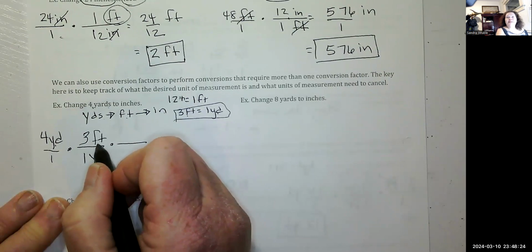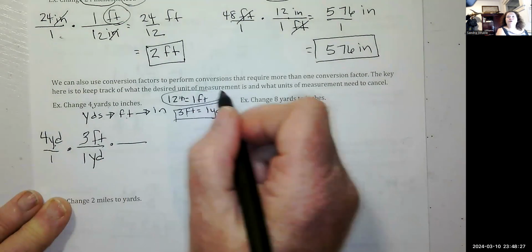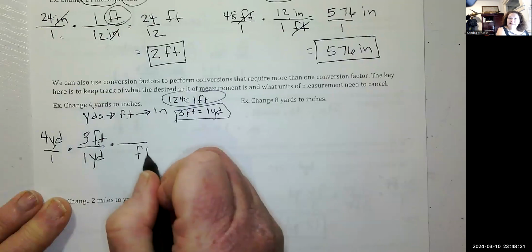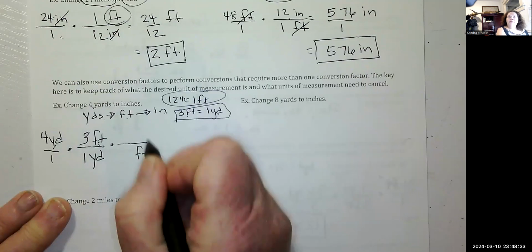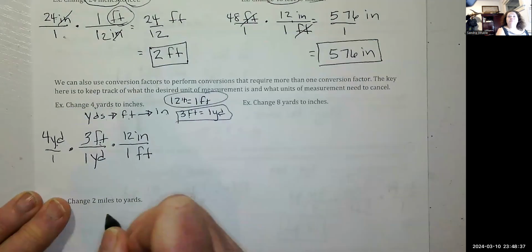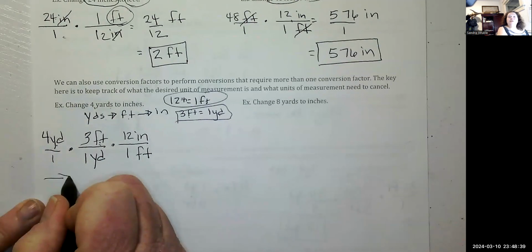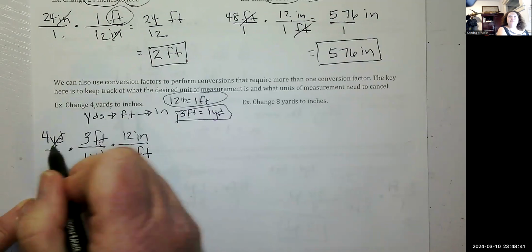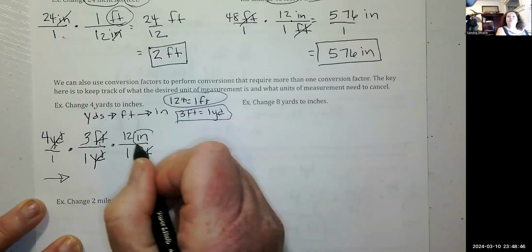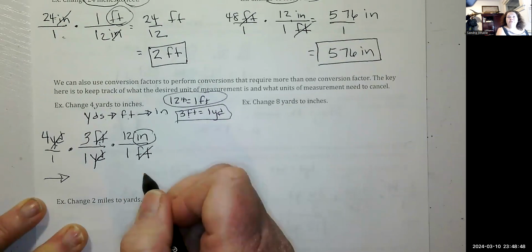So to get from feet to inches, I'm going to use this conversion. Feet is in the numerator, so feet have to be in the denominator to go away, and it's moving up to inches. Then I plug in my numbers, 12 and 1. When we multiply straight across, our yards divided by yards is gone, our feet divided by feet are gone, and we're left with inches, which is what we want, okay?